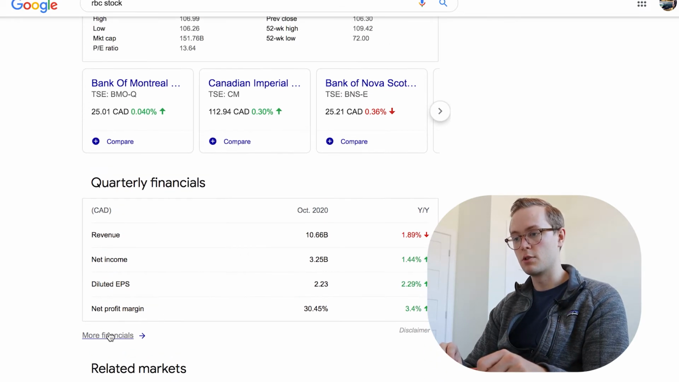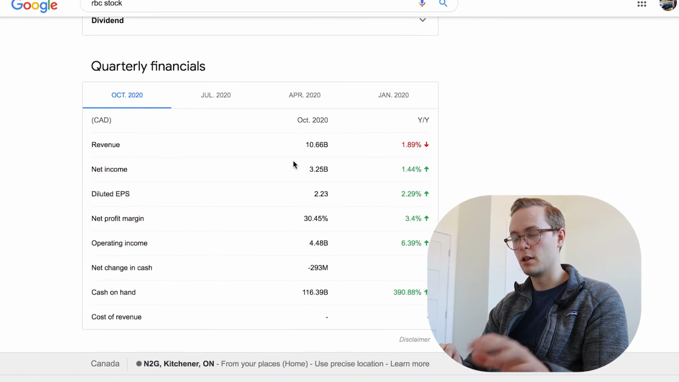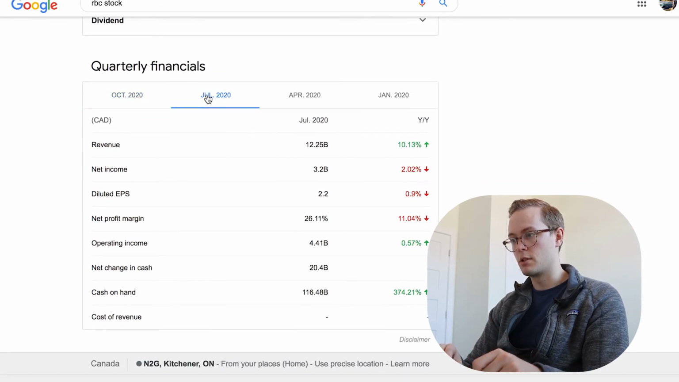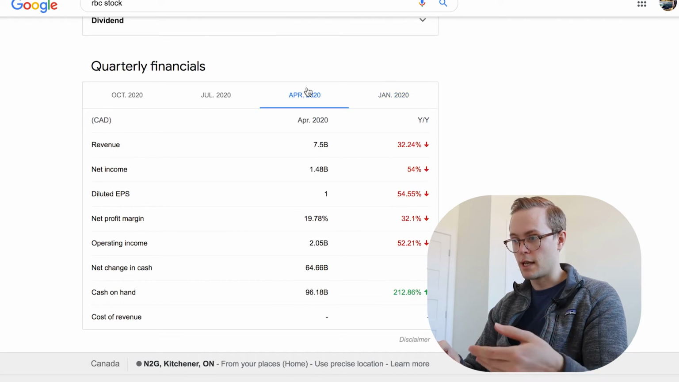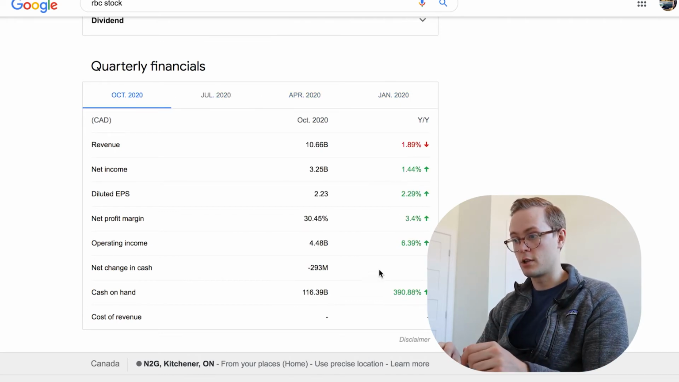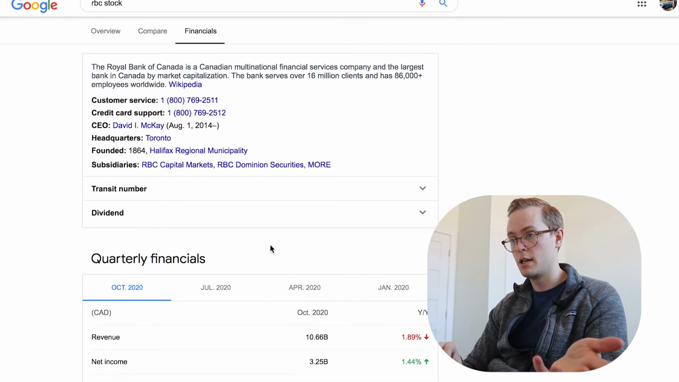If you click over to the financials tab here, you can see a little bit more of a breakdown. You can jump back further, so you can compare it. Obviously in April, again, pandemic times, it went down, which is pretty expected. And then you can see also that their cash on hand is growing significantly, which is also fairly good. So yeah, definitely good to look at here.